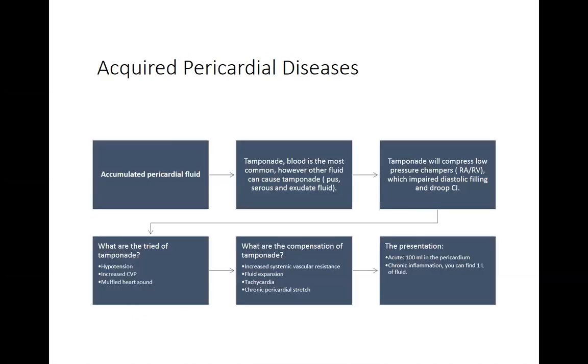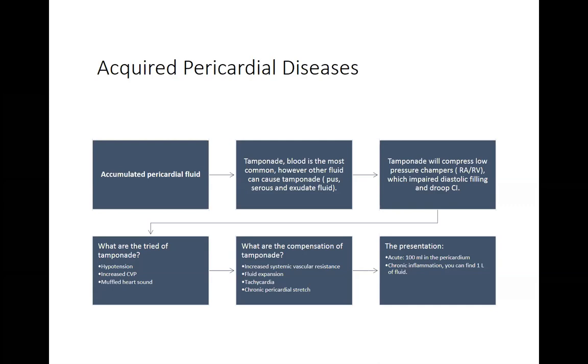Acquired pericardial disease. This happens when there is accumulated fluid in the pericardial space. We call it tamponade. And blood is the most common. However, sometimes the fluid can be pus or exudative fluid, like when the patient has cancer. Tamponade will compress the low pressure chambers, including the right atrium and right ventricle, and this impairs the diastolic filling and drops your cardiac index.